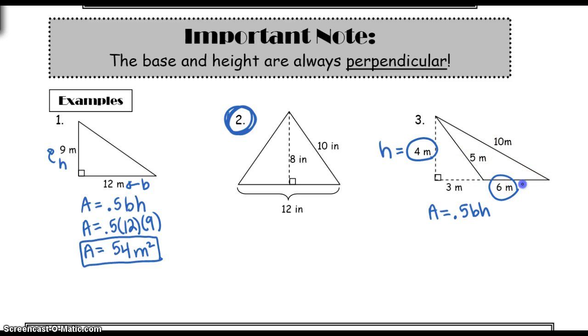So the base here is 6 and the height is 4. So the area then is 0.5 times the base, which is 6, times the height, which is 4. So that's going to be 3 times 4, which would be 12 meters. Don't forget it. Squared. Okay, so that's how to find the area of 3 different kinds of triangles.